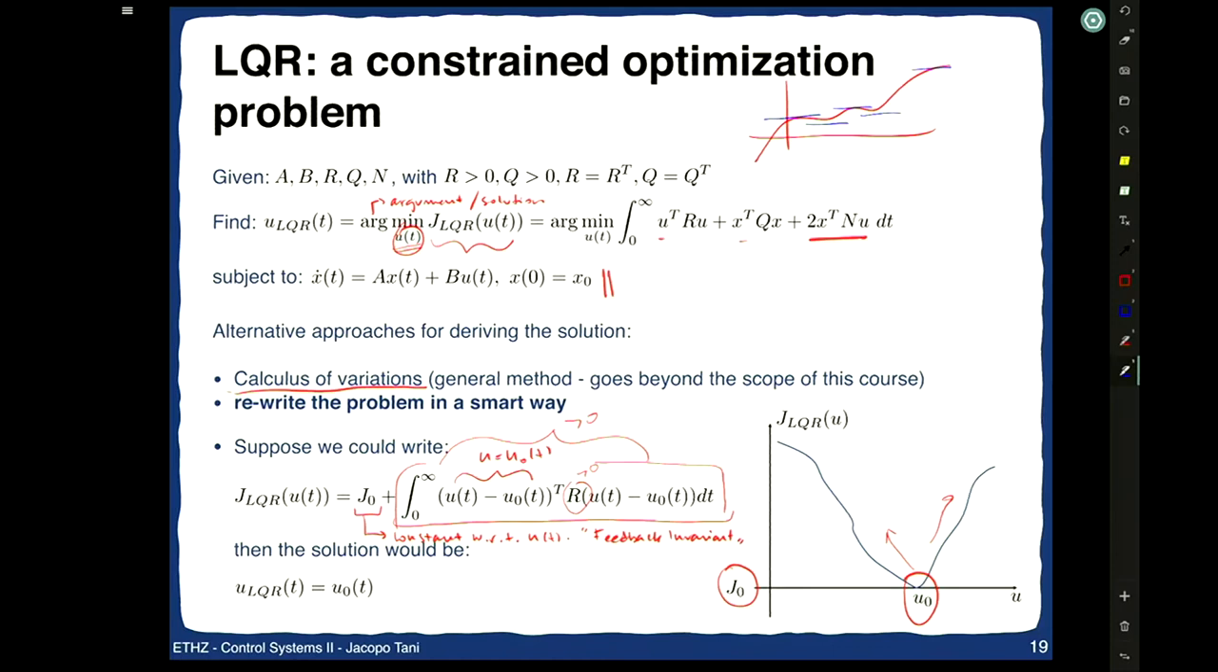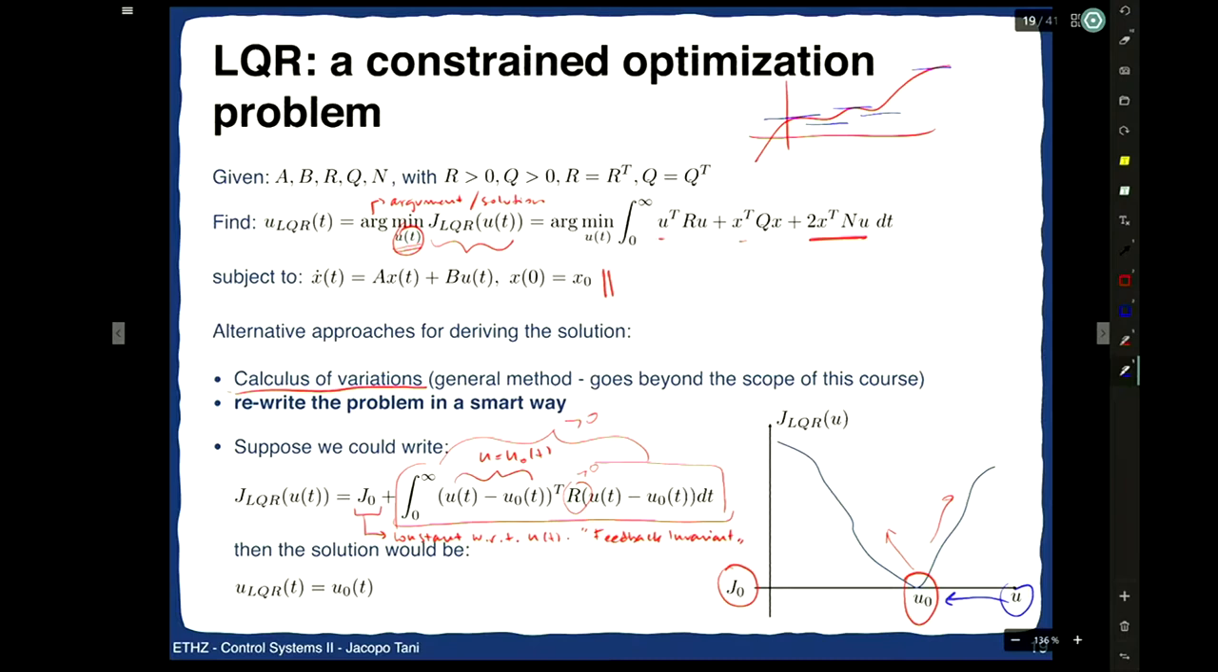But we don't want to do that because there's lots of theory behind it that is beyond the scope of this class. But if we manage to rewrite that term as a constant that has nothing to do with u, so whatever you change u, that constant term remains constant, plus something that is necessarily positive and depends on u, and we find the u that makes the positive part go to zero, well, then we found the minimum. Does it make sense? Maybe. Oh, whatever. So this is a representation of this concept. We just find the u that minimizes the cost function, and if we manage to write the cost function in this form, it will be u naught.